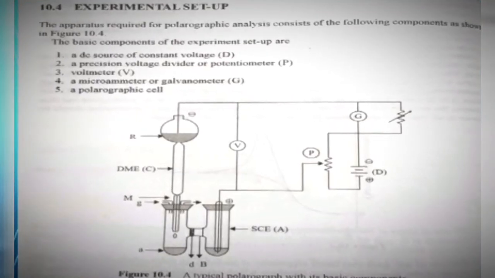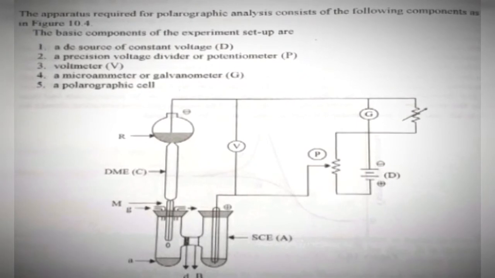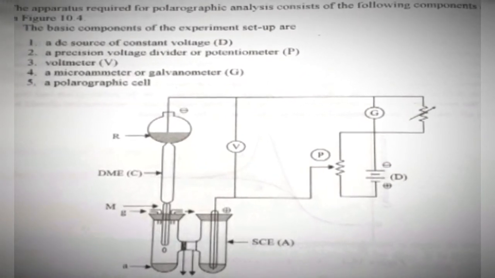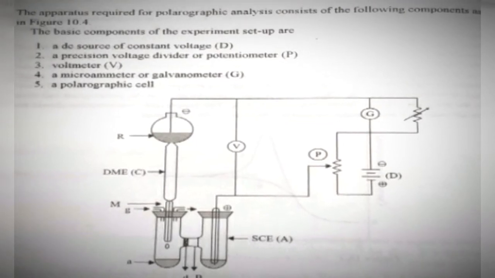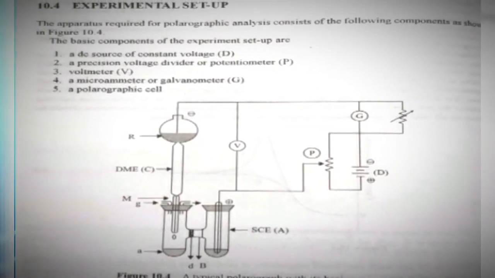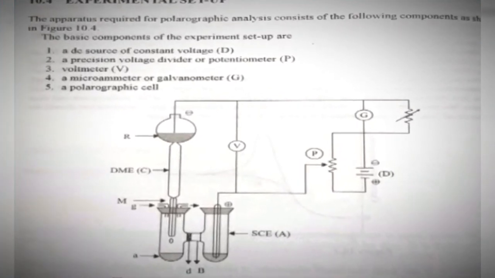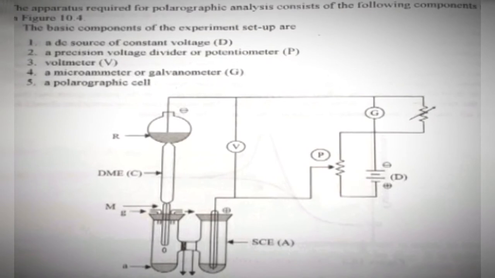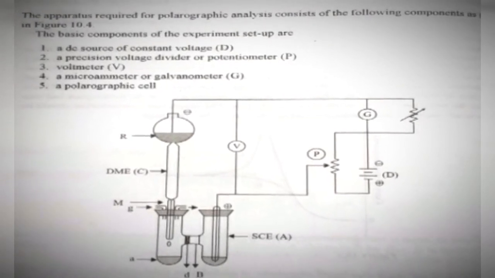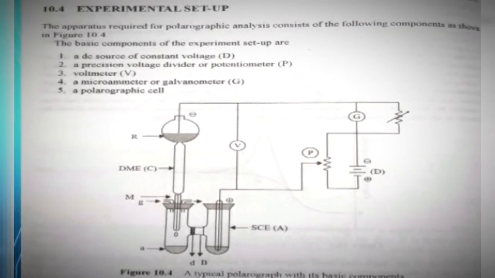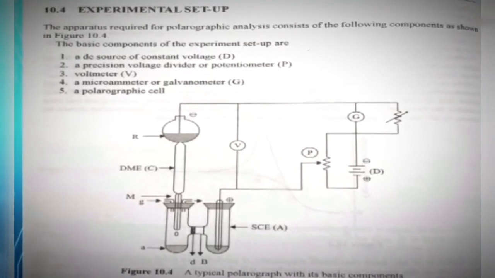This slide shows the experimental setup. Here I have given a picture of the experimental setup along with the components present in it. First, we see that there is a DC supply denoted by capital D. This provides the required voltage to the system. Next, we have a potentiometer included in the circuit. This will act as a voltage divider, and the potentiometer is denoted by capital P.